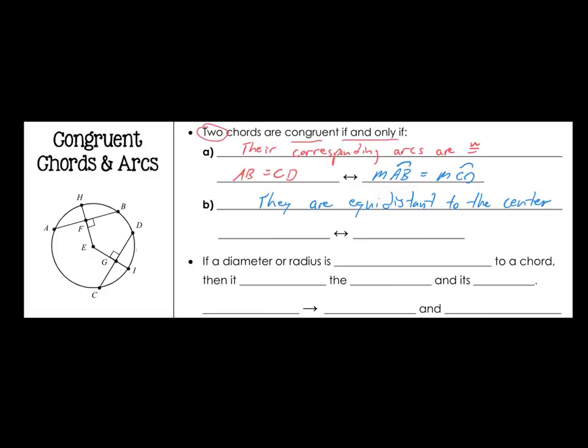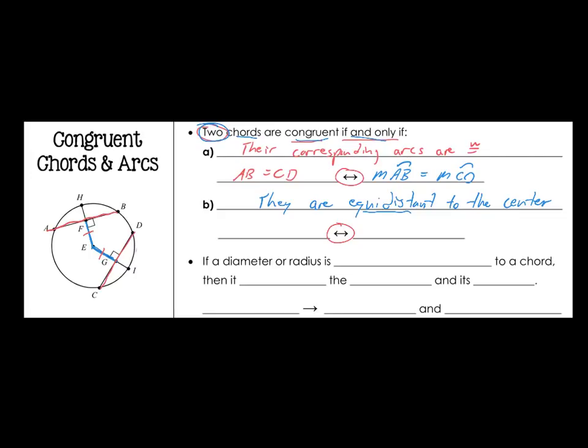Also, we're going to say that two chords are congruent if and only if they are equidistant to the center. So this idea right here, this FE and FG, those are going to be the same distance if AB and CD are congruent. So vice versa. If those chords are congruent, they're equidistant to the center, and if they're equidistant to the center, the two chords are congruent. One cannot exist without the other.